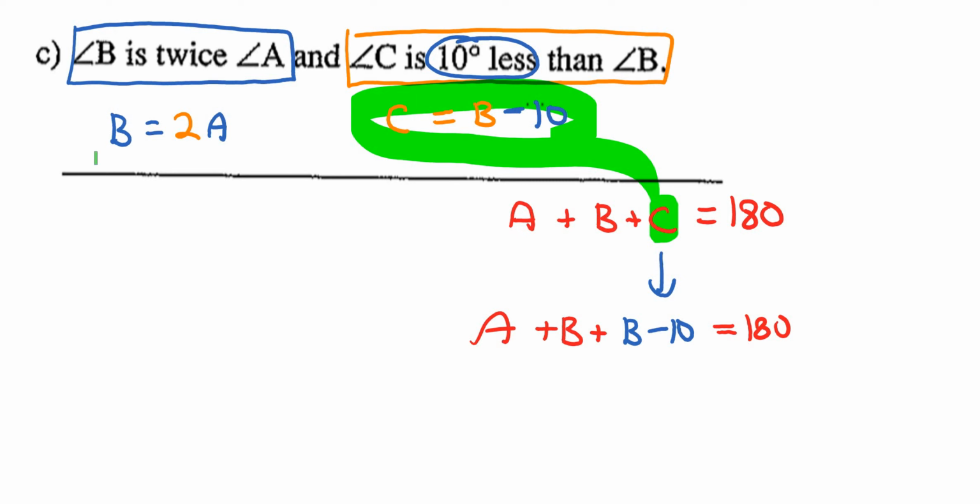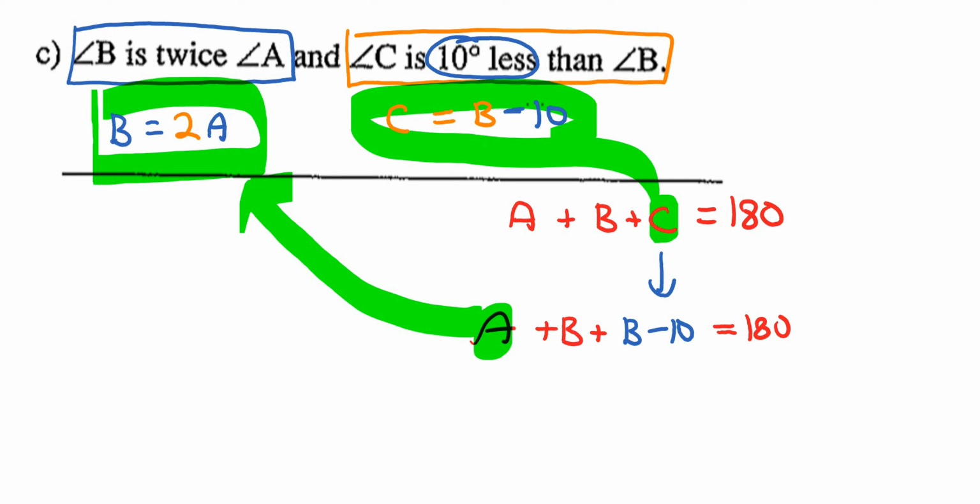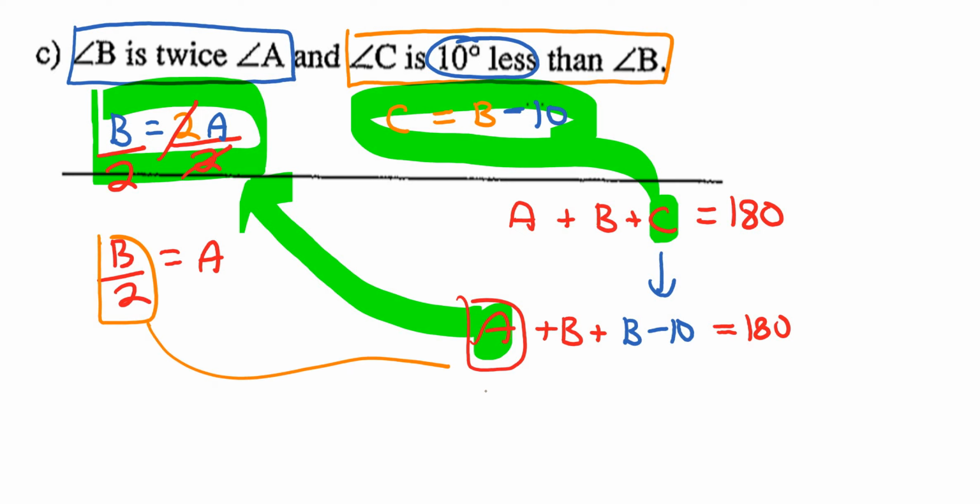And going back to this equation here in the green box, let's try our best to get rid of this angle A here. So if I go to this equation over here, I can actually divide both sides of this equation by 2. Those will cancel off, and that gives me A equals B over 2. And now, instead of writing this A here, I can write this as B over 2, right? So this is B over 2 plus B minus 10 equals 180 degrees there.